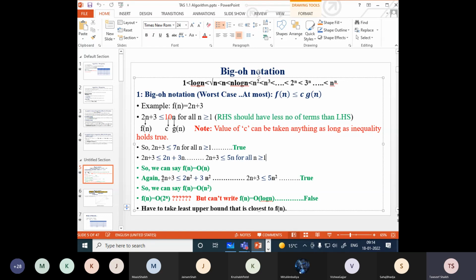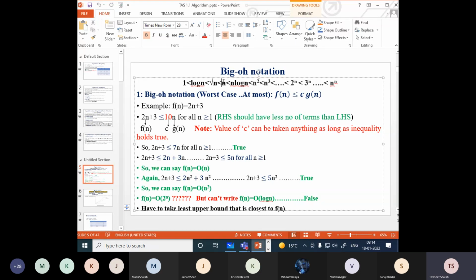Also, we can say that 2n plus 3, again the same f of n, I'm not changing f of n, is less than or equal to 2n square plus 3n. As I said, you have to take this 2 on the right hand side, multiply it by n, and add it with 3, that is this 3, and multiply by n. Here I have taken n square, which is a higher term than linear.